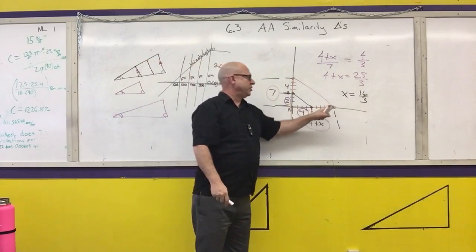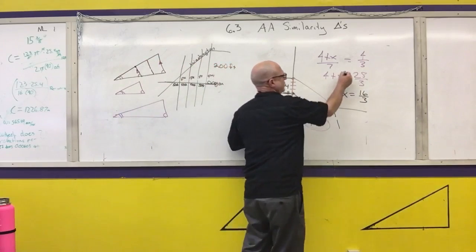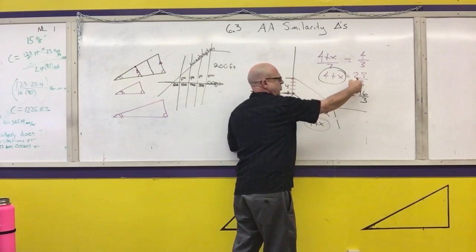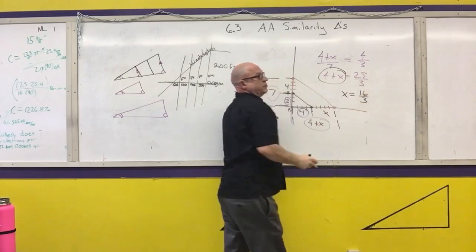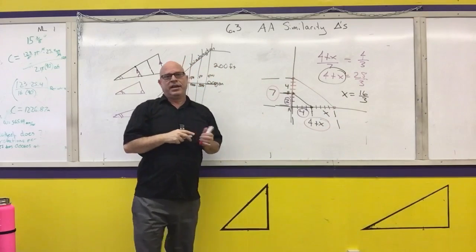So that's not the answer. Well, I don't want x. I actually want 4 plus x. So we're done here. x is 16 thirds. We don't necessarily need x. x is 16 thirds, which is 5 and a third.